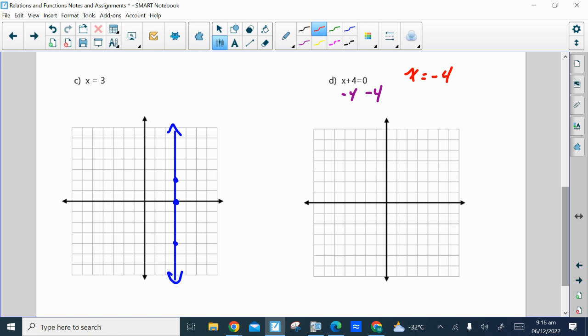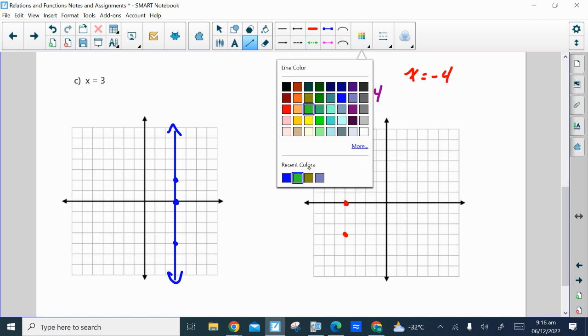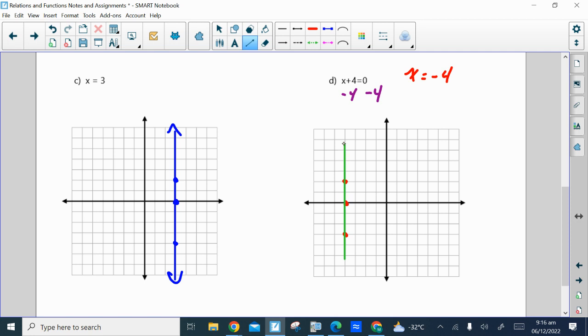And so this one tells us that no matter what y is, x will always stay -4. When y is 0, x is -4. When y is 2, x is -4. When y is -3, x is -4. This is a vertical line. Okay? That's the graph of x equals -4.